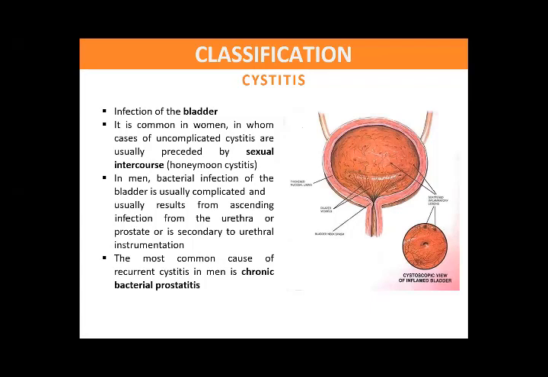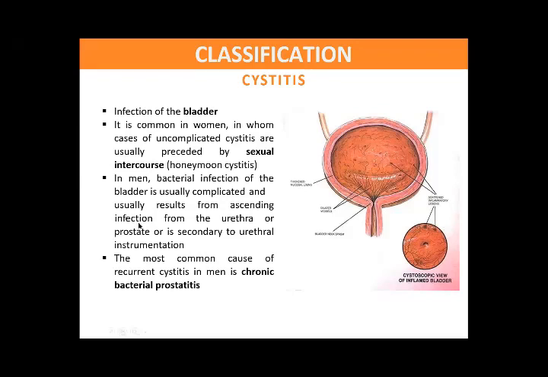It is common in women, in cases of uncomplicated cystitis, and usually preceded by sexual intercourse. Because of the short urethra in females, they have a high risk of getting cystitis. That is honeymoon cystitis, which is very common in newly married couples, with high risk of urethritis and cystitis.